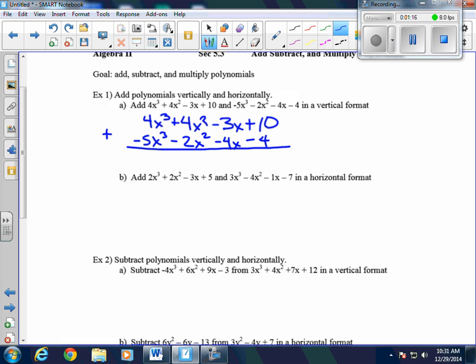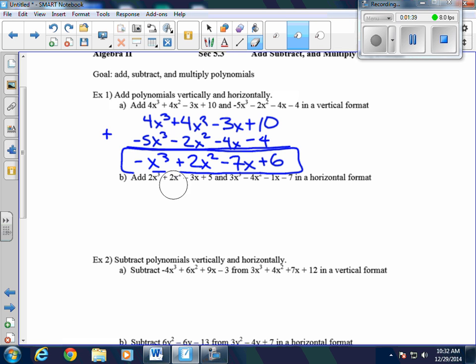So what's 4 plus negative 5? That's negative 1x cubed. 4 plus negative 2 is 2x squared. Negative 3 plus negative 4 is negative 7x. And then 10 plus negative 4 is 6. So here is the answer when we add these up. That is using the vertical format.